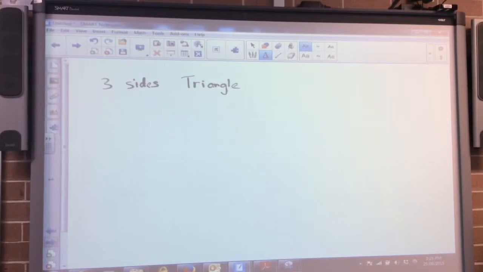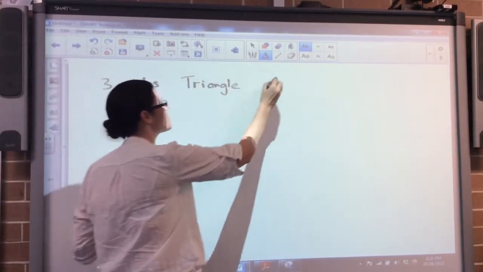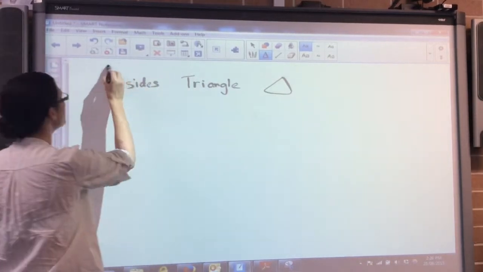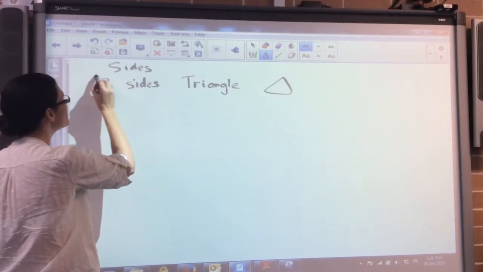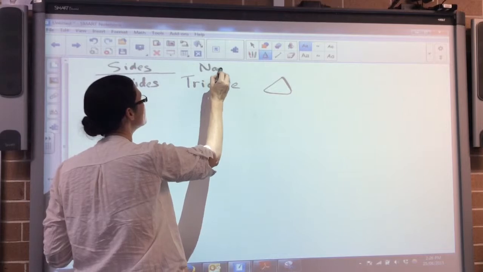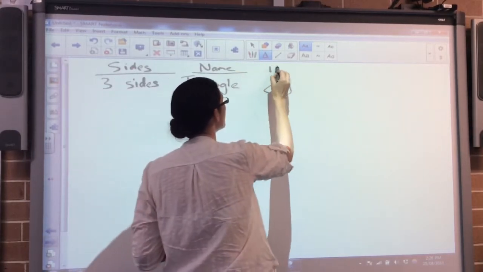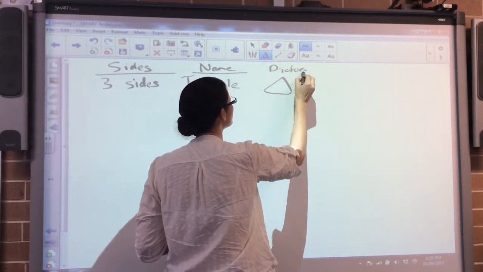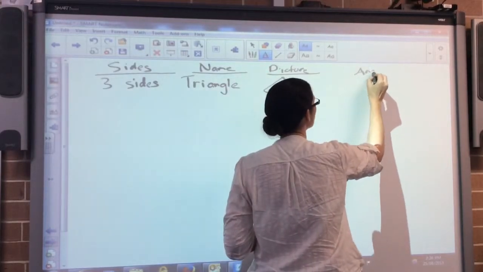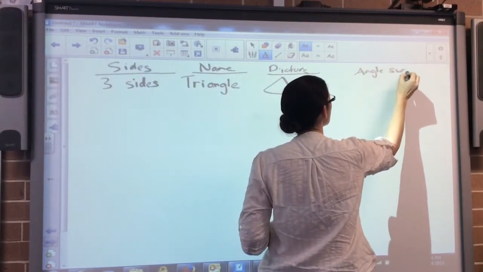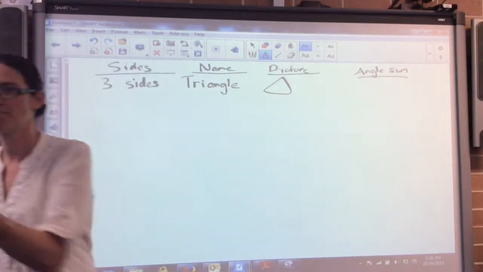Okay, so 3 sides, a triangle. It looks like this. So we're going to put some headings. Name. Should we write this down? Yes. Picture. Angle sum. What's the angle sum of a triangle? 180.